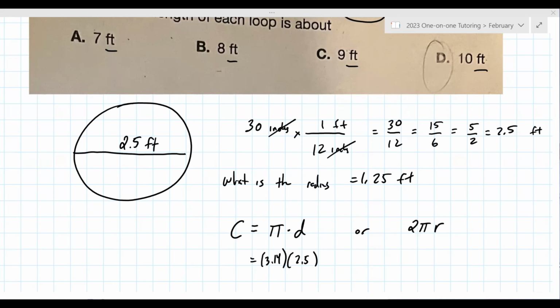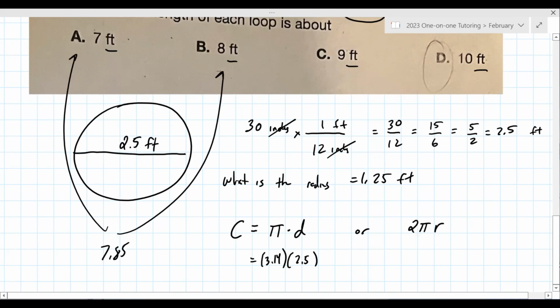0, 15, carry the 1, 7, 8. Okay. 7.85. Yes. So what does that round to? Which would you choose, the A or the B? B. Yeah, I agree.